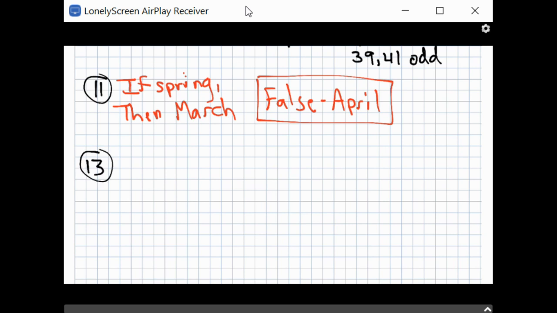13 is simple. It says identify the hypothesis and the conclusion for each conditional statement. This is pretty straightforward, but I just didn't want it to be confusing for you. Number 13 says, if an animal is a tabby, then it is a cat. So the hypothesis would be the first part there that follows the if. So the hypothesis would be an animal is a tabby. If an animal is a tabby, and the conclusion follows the then, I'm just abbreviating those, it is a cat.